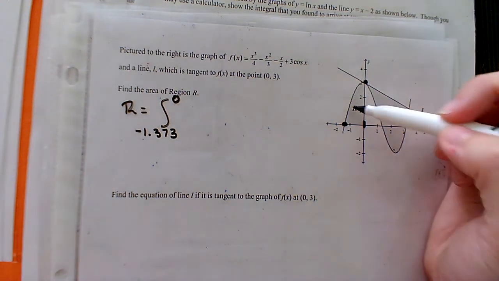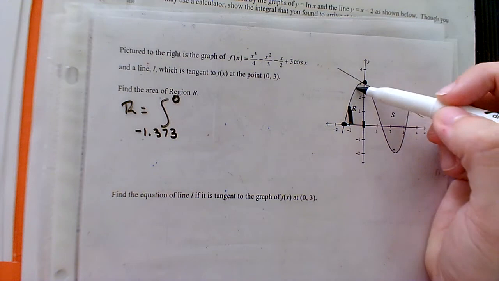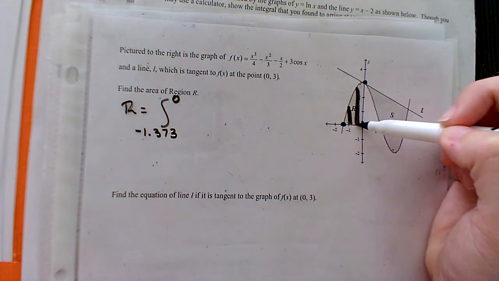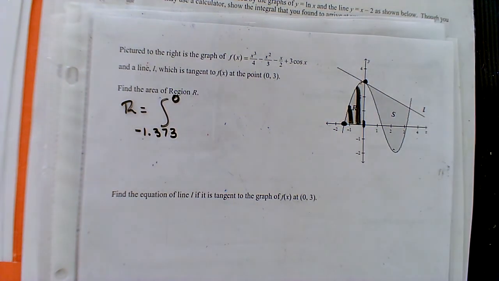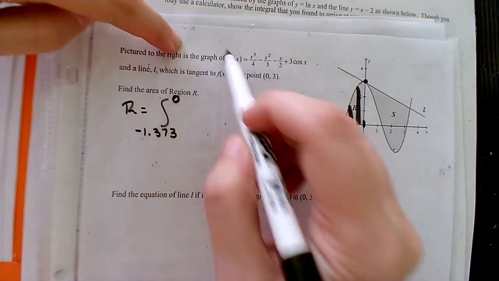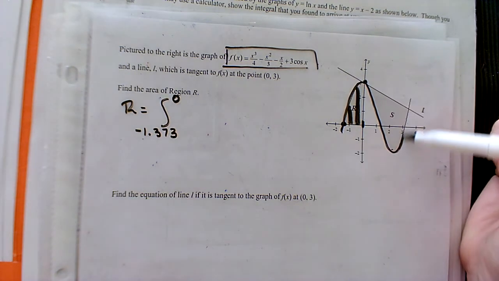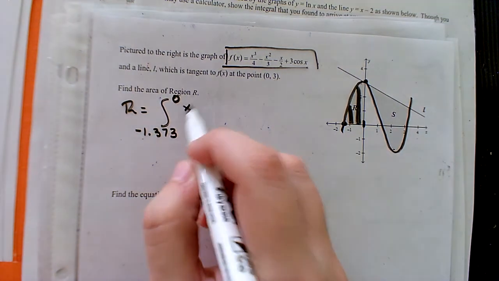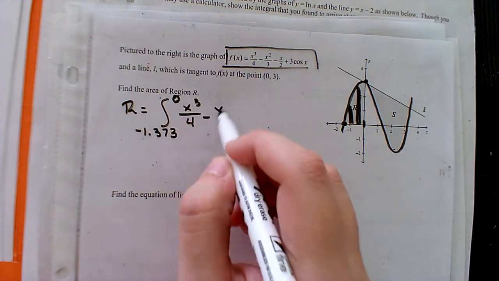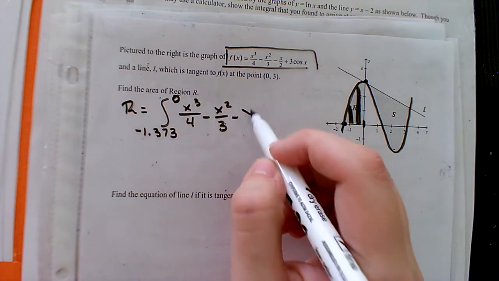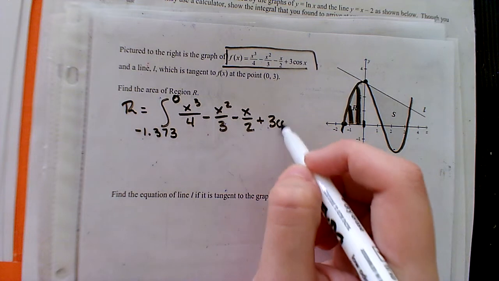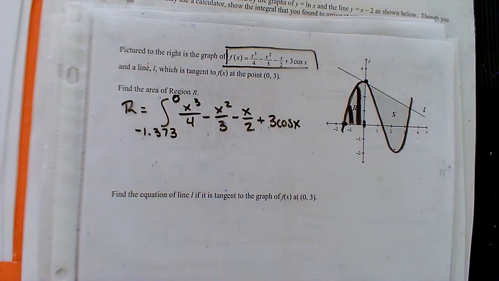All right, so let's think about this region R. If you were to draw in some rectangles, just as a visual, what function is at the top of those rectangles? It's the f of x, the whole thing. Like this whole equation is the f of x graph, the one we typed into our calculator. So we'd have x to the third over 4 minus x squared over 3 minus x over 2 plus 3 cosine of x.